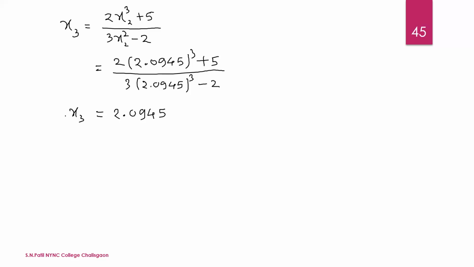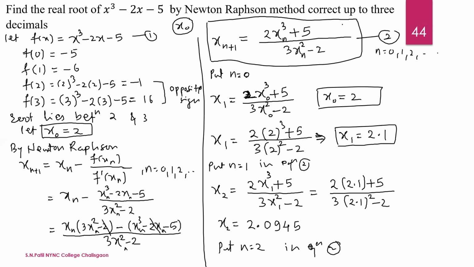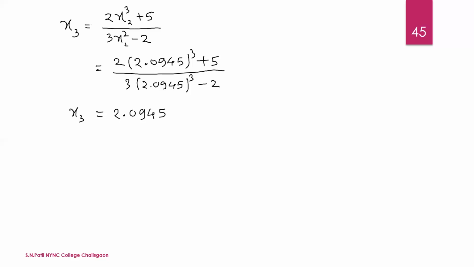Now we stop the iteration here. The question is to find the real root correct up to 3 decimal places. That is 1, 2, 3, and the fourth place is 5 or greater than 5, so we round up. The approximate root is 2.095.